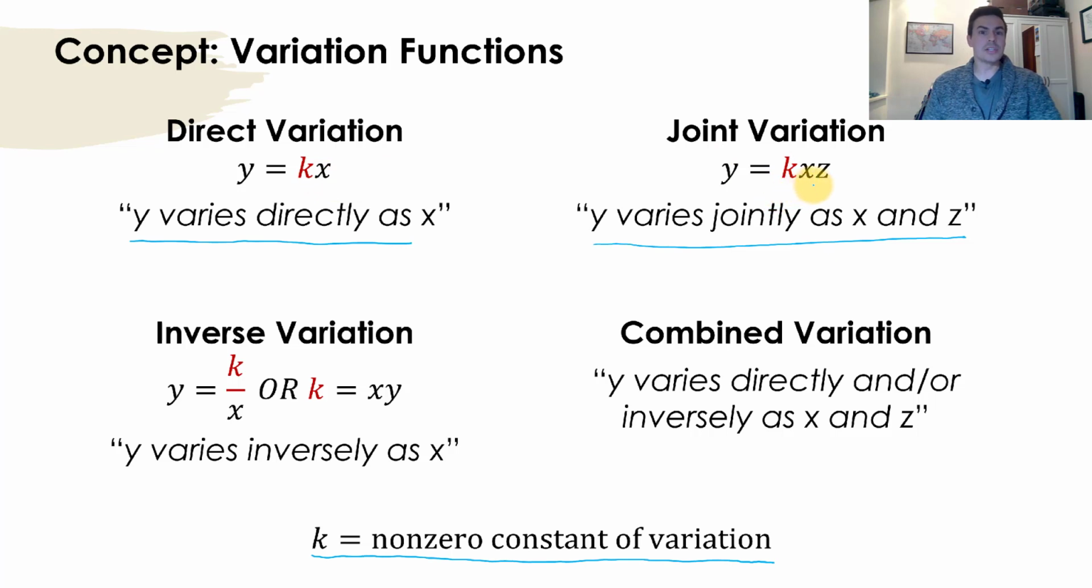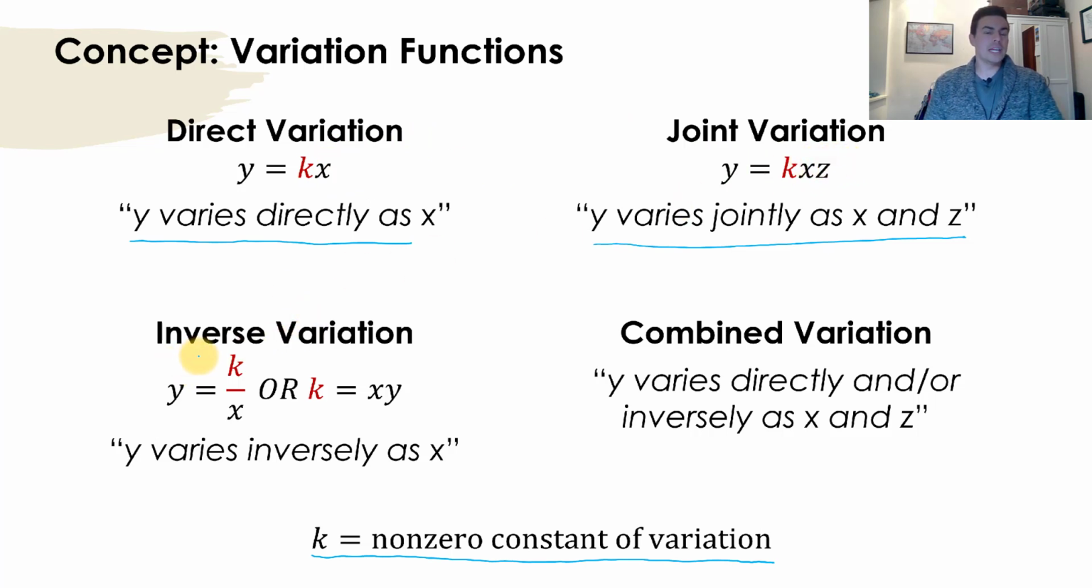Now, joint variation is when we bring in two other variables. So we have this third variable, in this case z. If you see y varies jointly as x and z, that means as x and z change, y is going to be changing by this constant k. So as two variables change, my final y is changing by this constant k. Over here with direct variation, it's one variable. Now with joint variation, it is two.